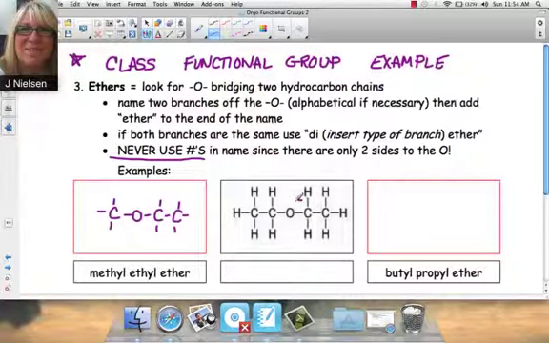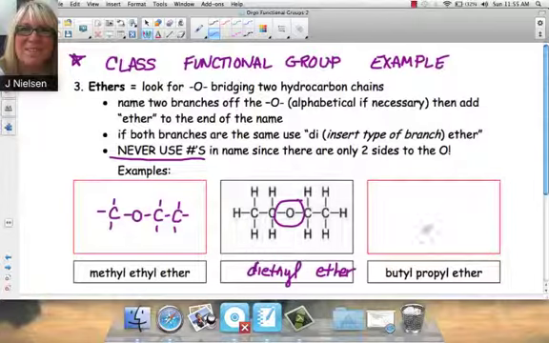Let's circle our functional group here in the middle. There's our O, so we know it's going to be an ether based on that. And then when we look to the left and to the right of the O, we see we have two ethyl groups, so this is simply diethyl ether.